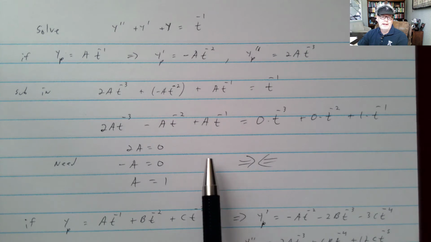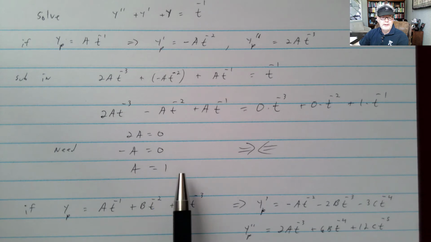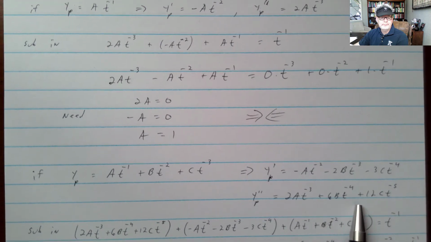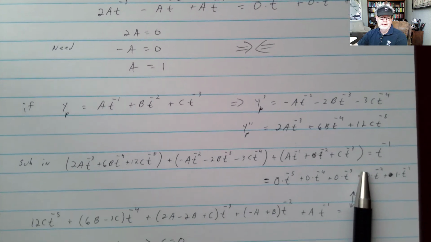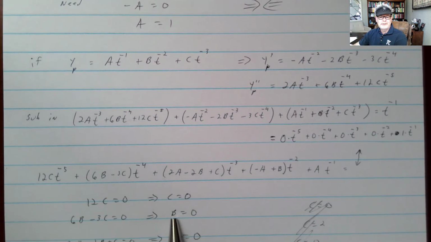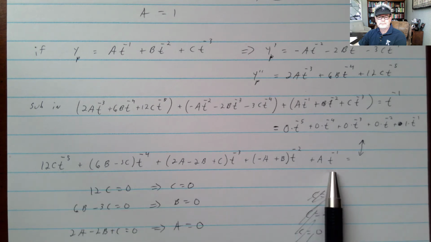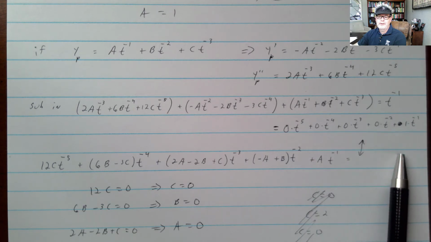Well, what if I included t to the negative 2 and t to the negative 3? Well, if I try that for my particular solution, I'm still going to get new functions when I take the derivative, and then the second derivative as well. So if you sub in, you've got these new functions, and if you tried to get this equal to just t to the negative 1, which is, you know, all that.